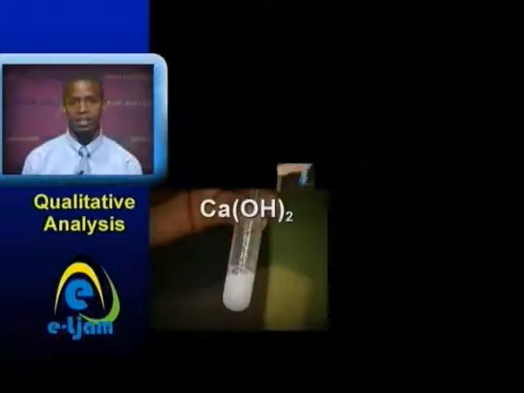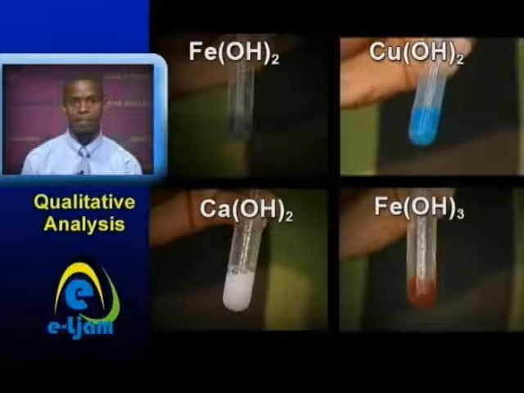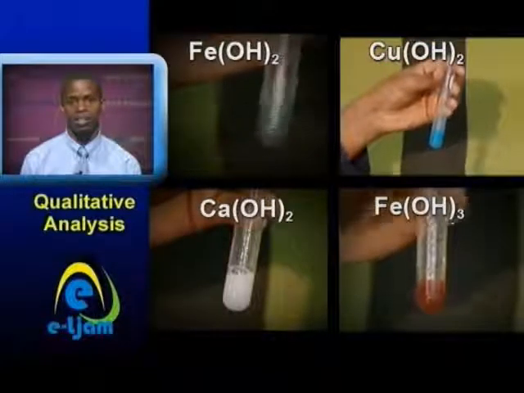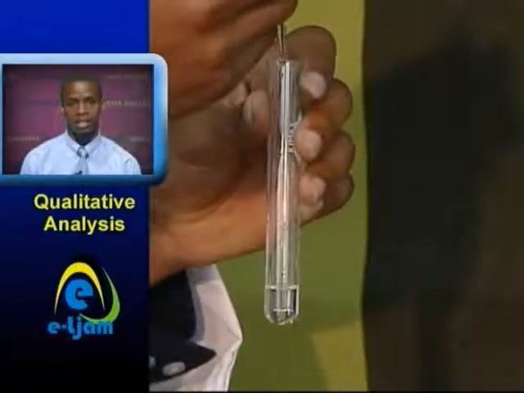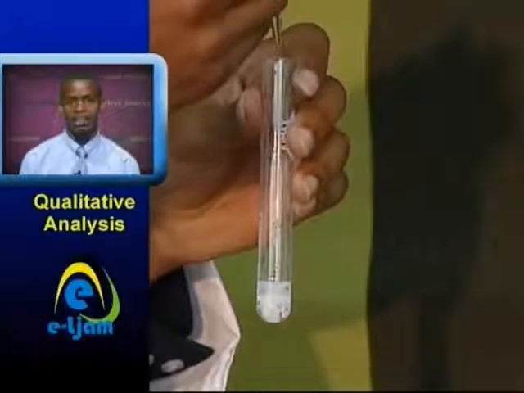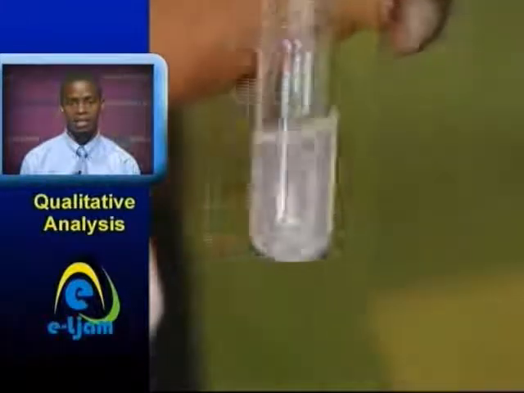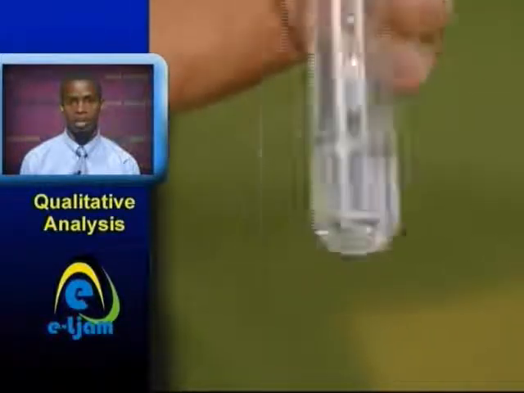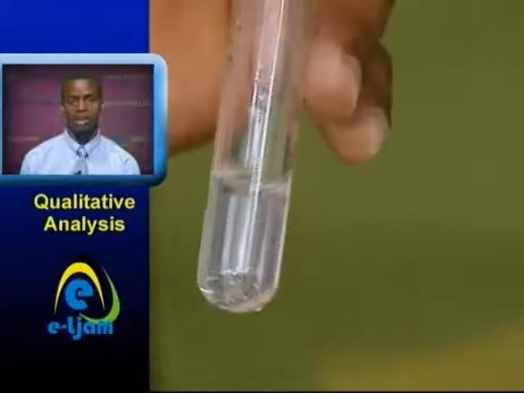Calcium hydroxide, copper hydroxide, iron 2 and iron 3 hydroxide are basic and therefore do not react with excess sodium hydroxide. Precipitates remain. Aluminum hydroxide, zinc hydroxide, and lead 2 hydroxide are amphoteric. They react with acids and bases. They react with excess sodium hydroxide to form soluble salts, hence the precipitates appear to dissolve in excess sodium hydroxide.